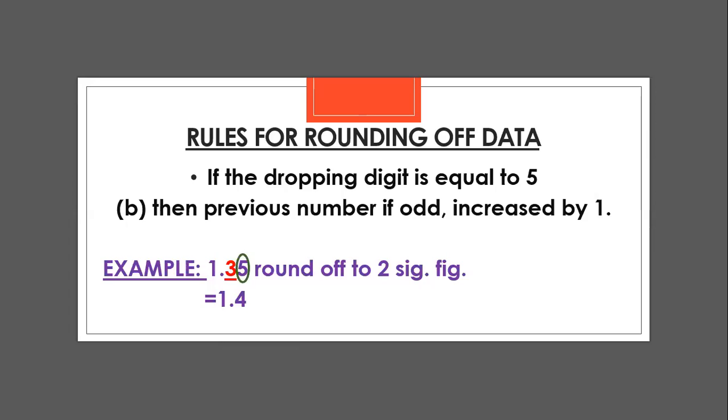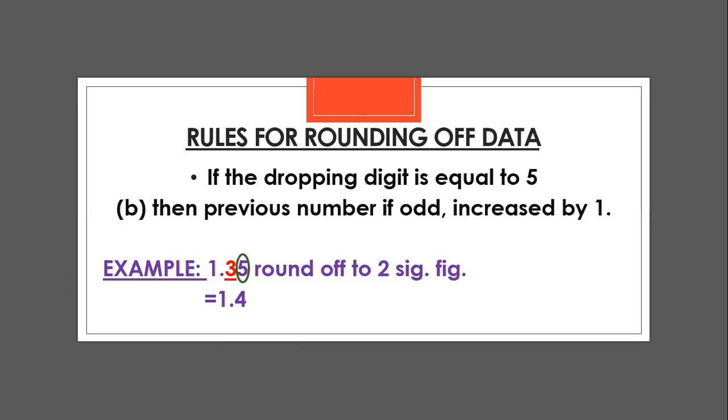Right now in 1.35, there are 3 significant figures. Rounding off to 2 means 1.3. So 5 is the dropping digit, but you can't drop it like that. You have to follow the rules.